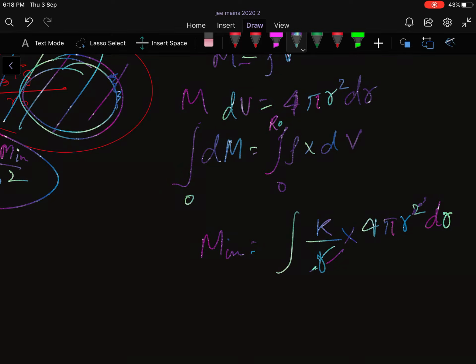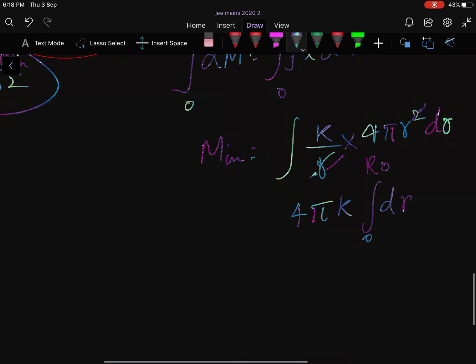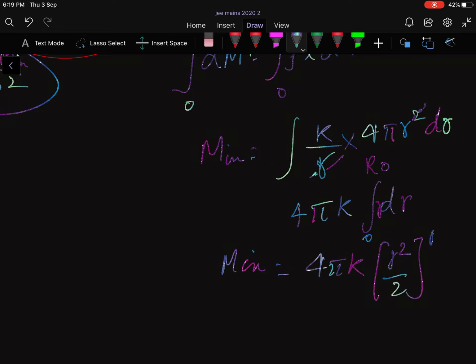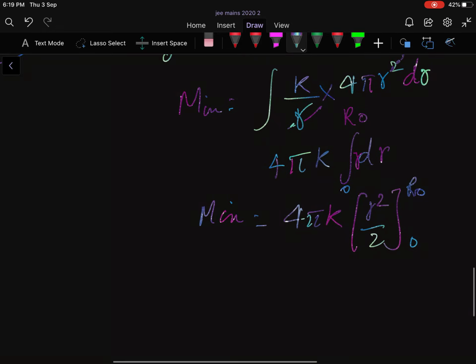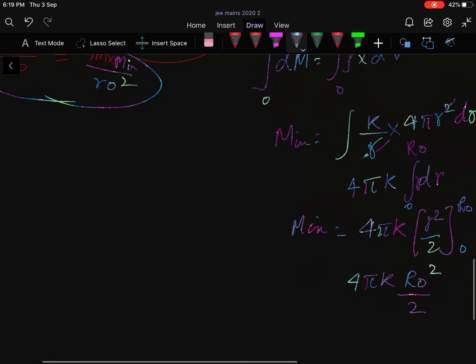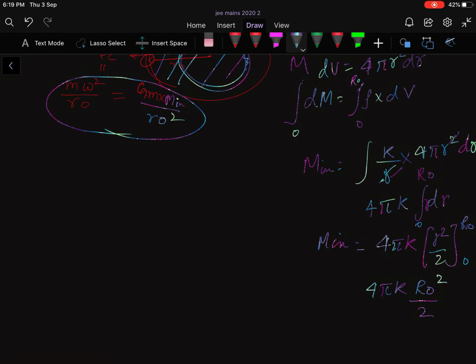Correct? r got cancelled, so the constant 4 pi k is outside and dr from 0 to r0. Using it, you will find mass internal equals 4 pi k, r dr is there, so r square by 2, just a simple integration. So it will become 4 pi k r0 square by 2. Correct? Now you have to just put it in.